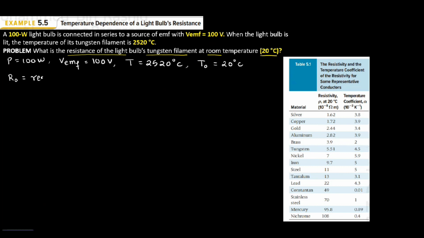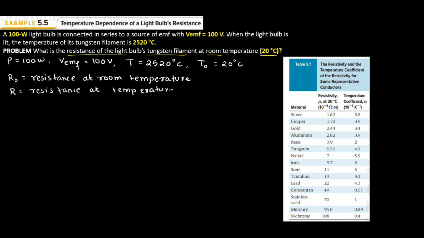I will write this as resistance at room temperature. Its resistance at temperature T, I will write as just R. Resistance at temperature T. Before we find the resistance at room temperature, let us first find what is its resistance at temperature T.